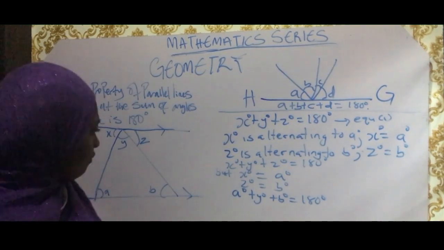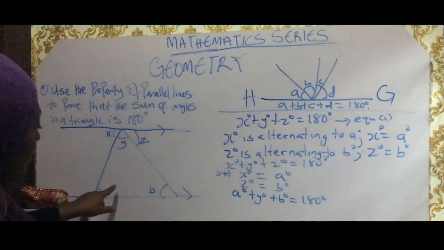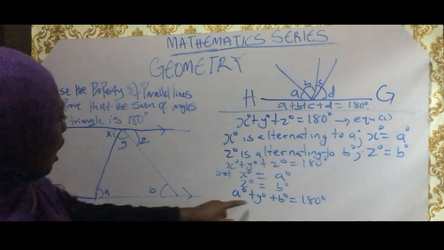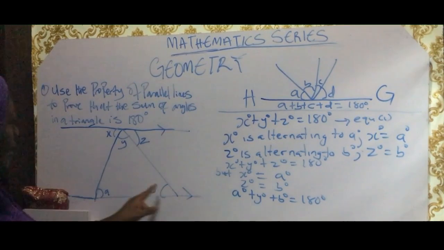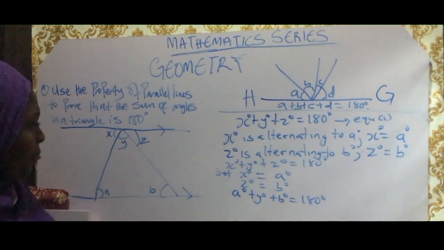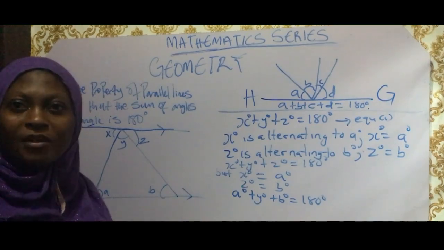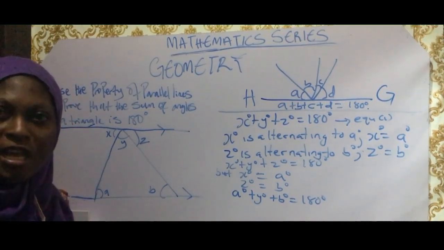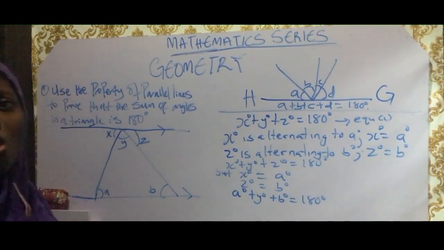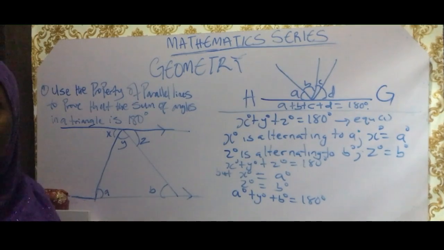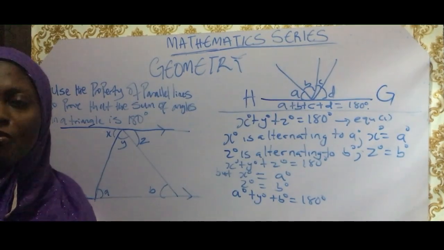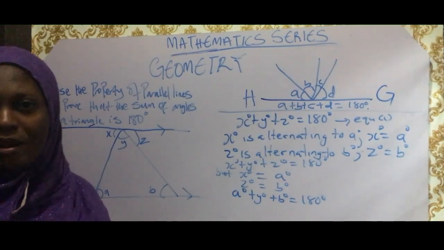Now let's see what we have. Angle A is inside the triangle. Angle Y is inside the triangle. Angle B is inside the triangle. So I will say angle A plus angle Y plus angle B equals 180 degrees. So we have been able to prove that the sum of angles in a triangle is 180 degrees using the properties of parallel lines.